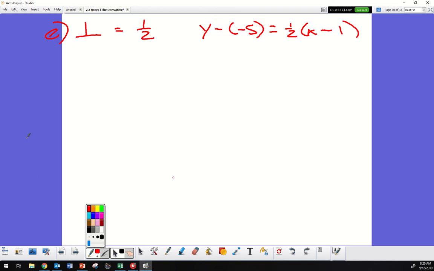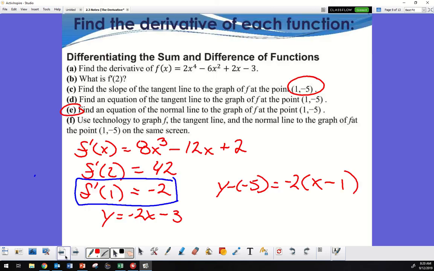All right, what do we get? 1/2, right? Minus what? Okay. Part F: use technology to graph the tangent line, the normal line, and the graph of f at the point right there. Okay, so let's put them all on there.